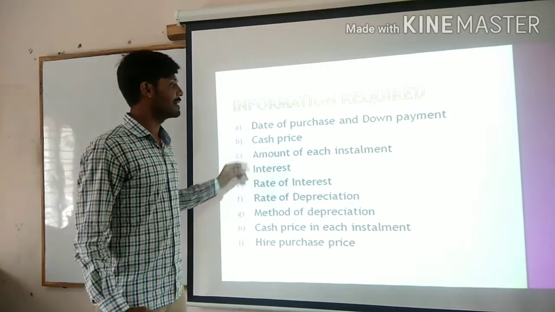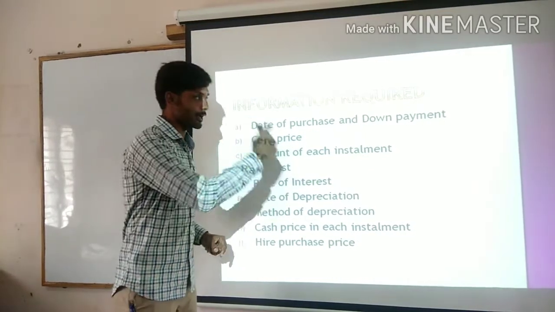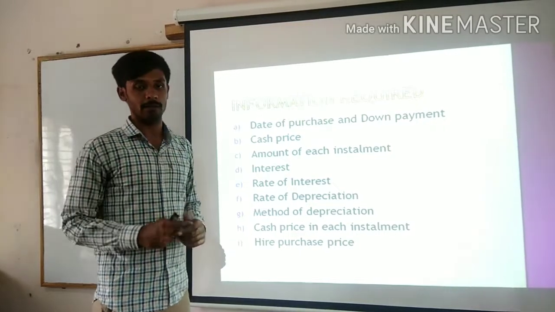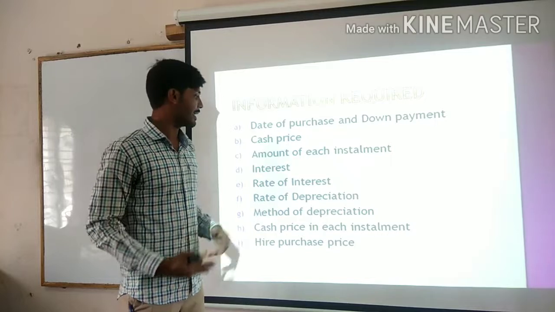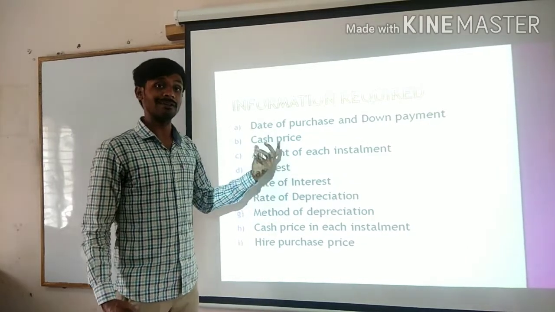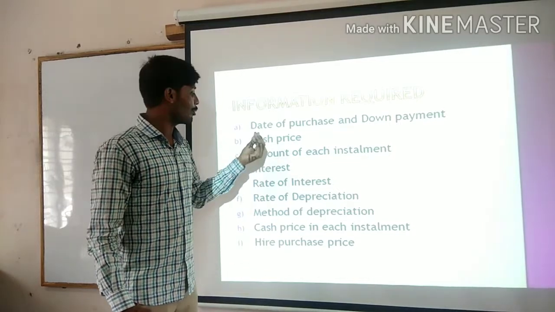Okay, in that, the first one is the date of purchasing. The date of purchasing of the asset under the hire purchase system, and the down payment. That is the initial amount which we are paying towards the asset. Okay, next one, cash price. We have already discussed this in the first video. What do you mean by cash price?